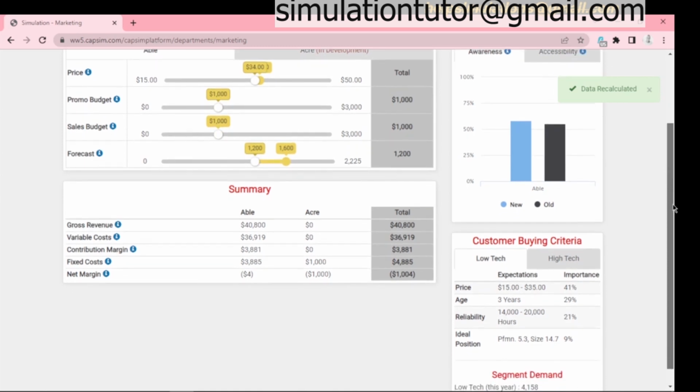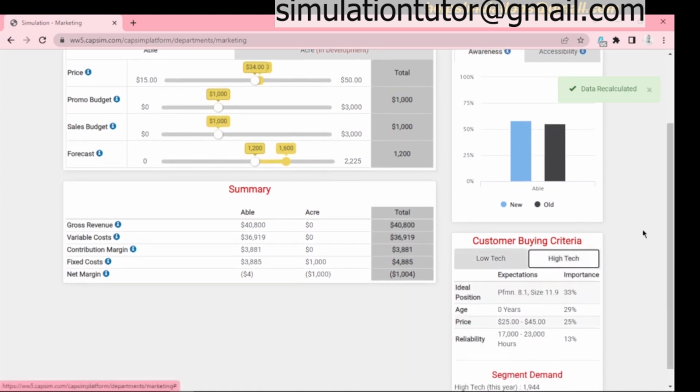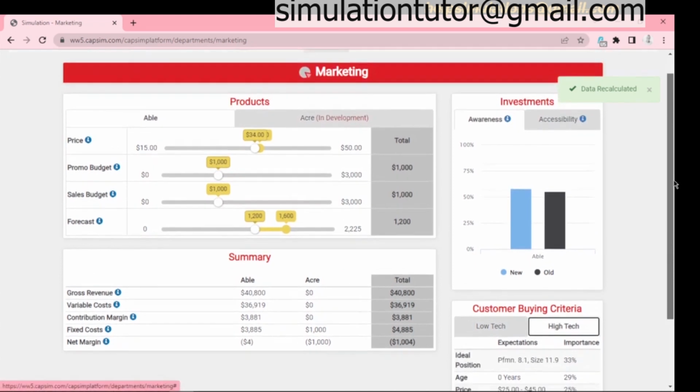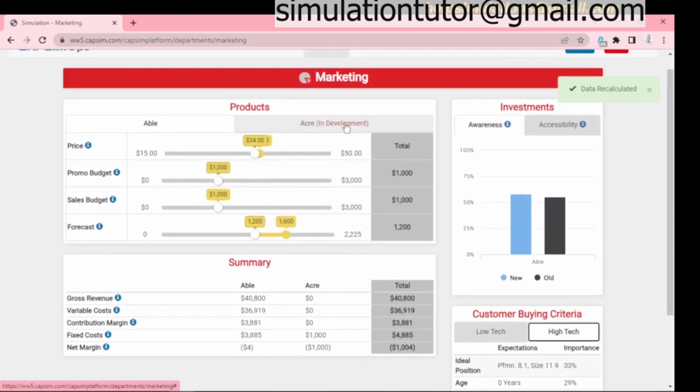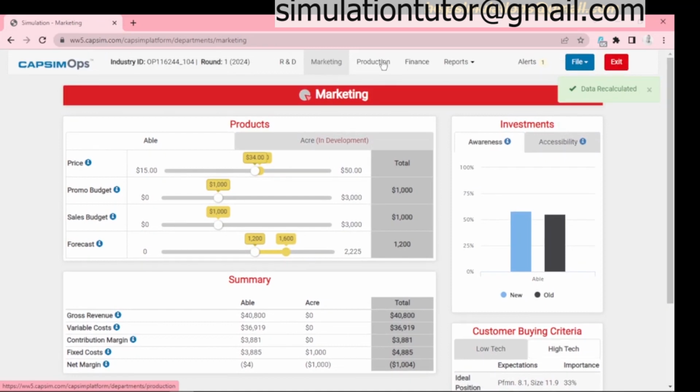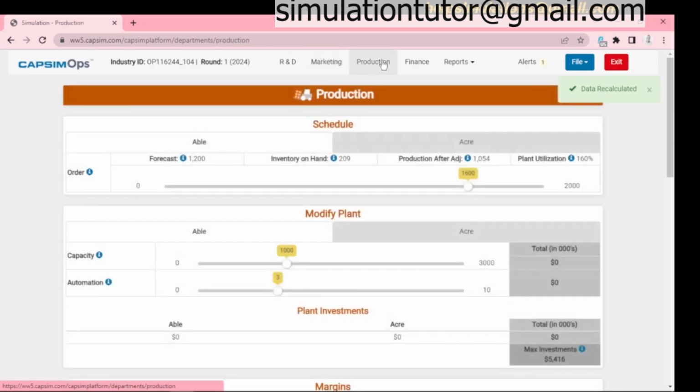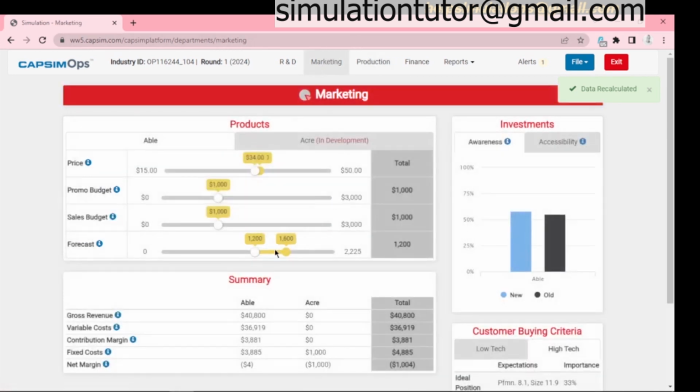After that, we won't make any marketing decisions for the high-tech product because it's still under development. So I think with that we are fine. Next we'll move to production. Remember, under the marketing segment, we said that we'll produce around 1200 and not 1600. So I think I'll keep that 1200.